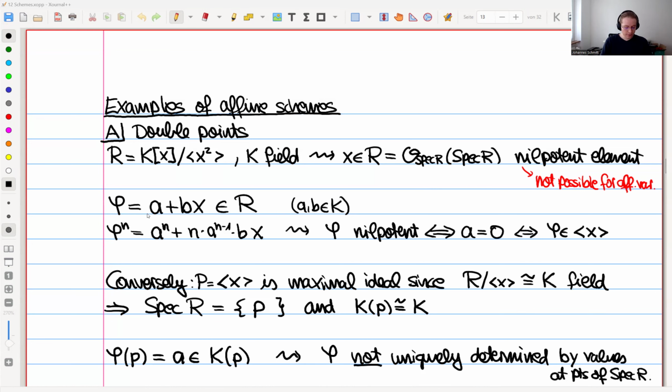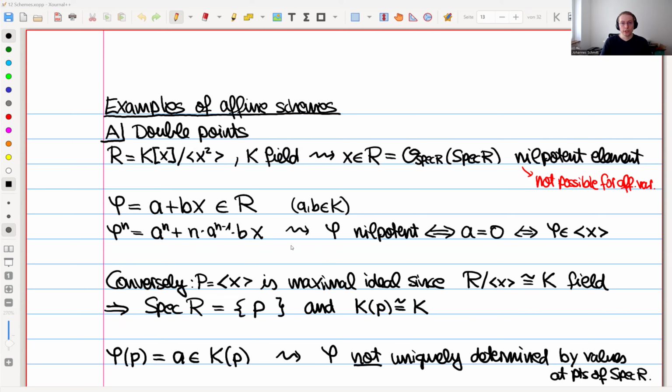So if you raise this to the power n, then you apply the binomial formula. And you see it starts with a to the n. The next term is n choose 1, so just n times a to the n minus 1 times bx. And then all the other terms would have higher powers of x, and these higher powers are all 0. So in fact, it already stops at this point. This is the full phi to the n.